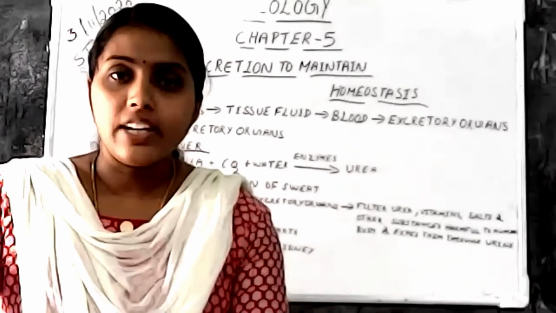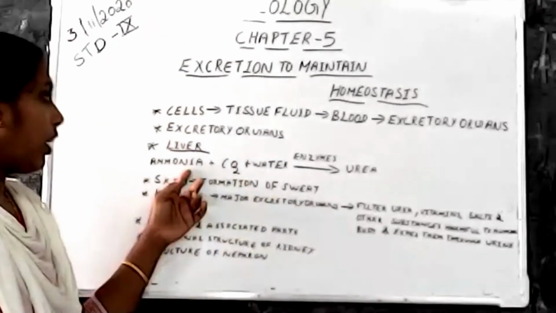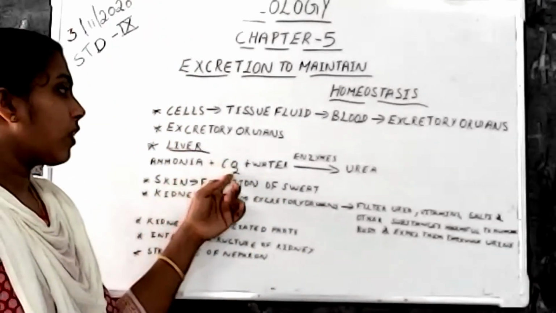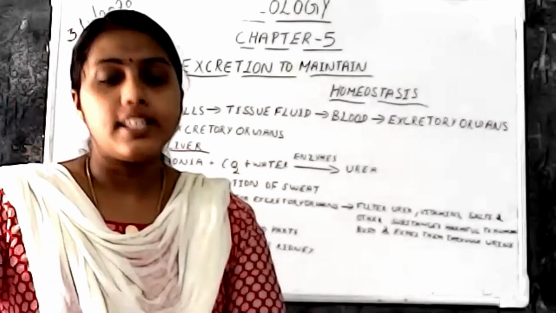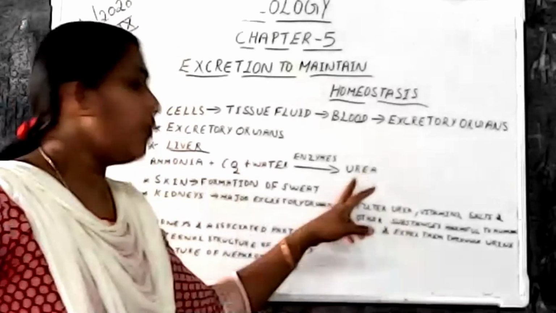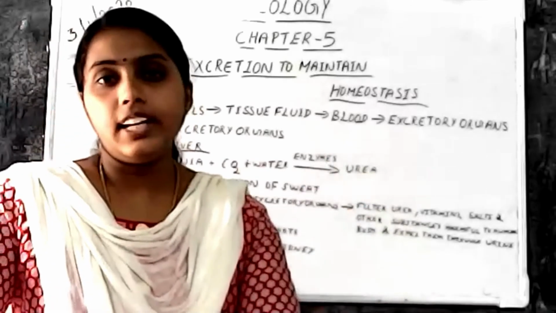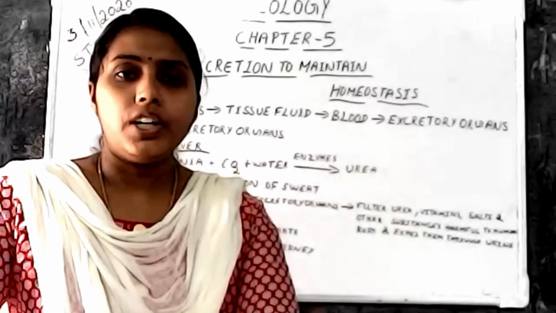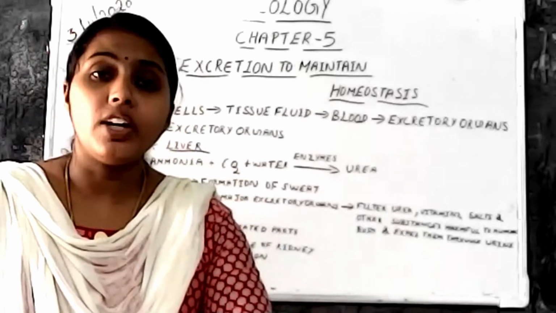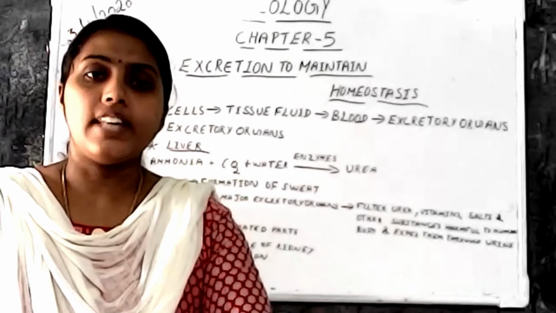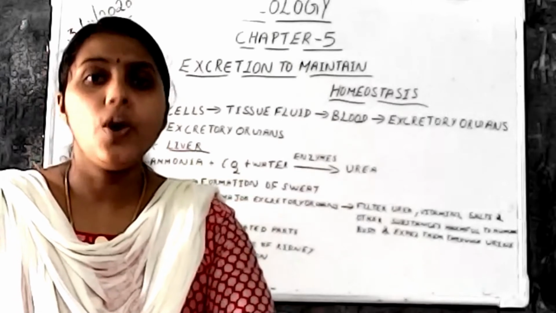When it reaches the liver, the ammonia combines with carbon dioxide and water. In the presence of an enzyme, this ammonia is converted into urea. So inside the liver, ammonia is converted into urea. And the main function of the liver is to convert the toxic substances that reach our body into harmless ones.